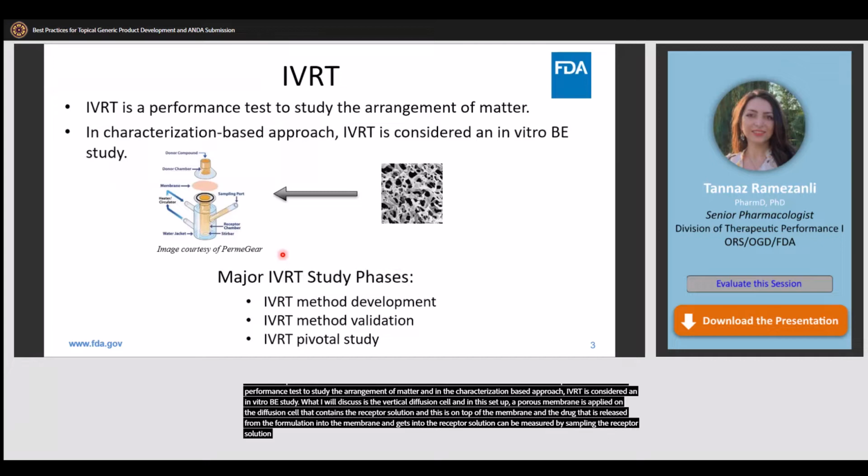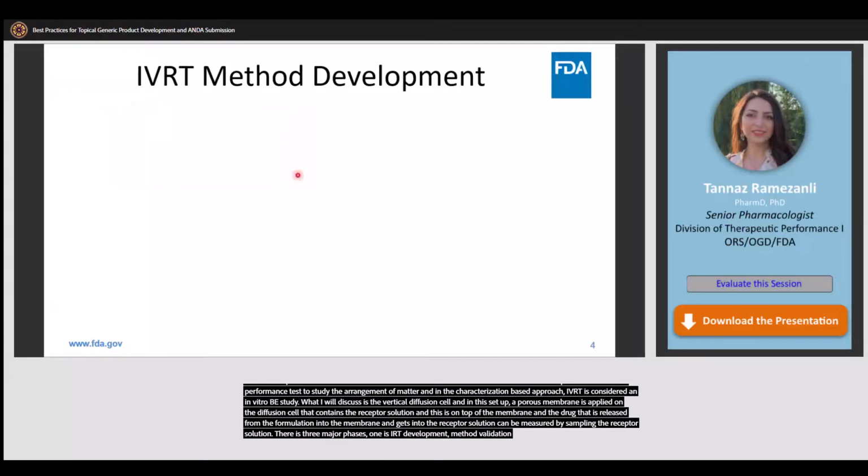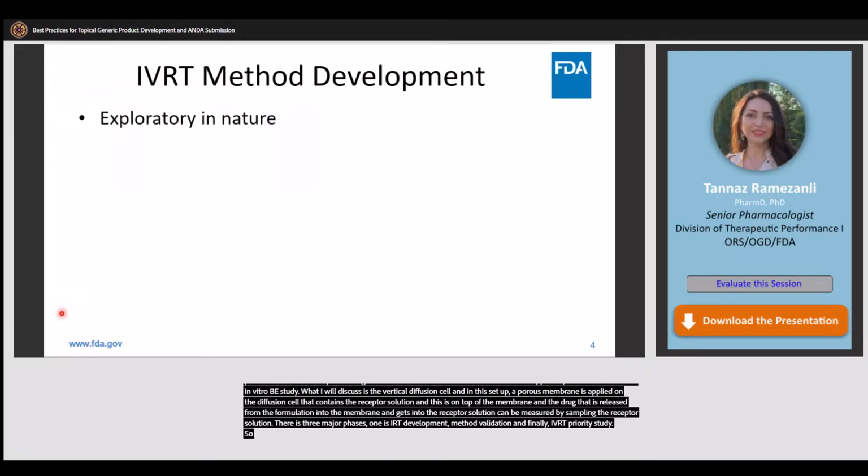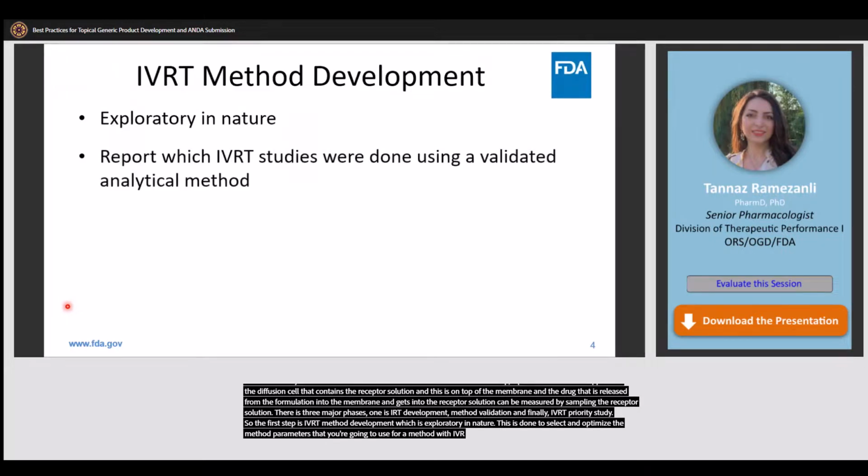When IVRT is conducted for a demonstration of bioequivalence, there are three major phases: IVRT method development, IVRT method validation, and finally IVRT pivotal study. The first step is IVRT method development, which is exploratory in nature and is done to select and optimize the method parameters that you're going to use for IVRT method validation and the pivotal study. While the studies conducted under method development can be analyzed using an analytical method that may not be validated, because you can develop your IVRT method and validate your analytical method in parallel, you need to make sure to report in your ANDA which IVRT studies were done using a validated analytical method and which ones were not.